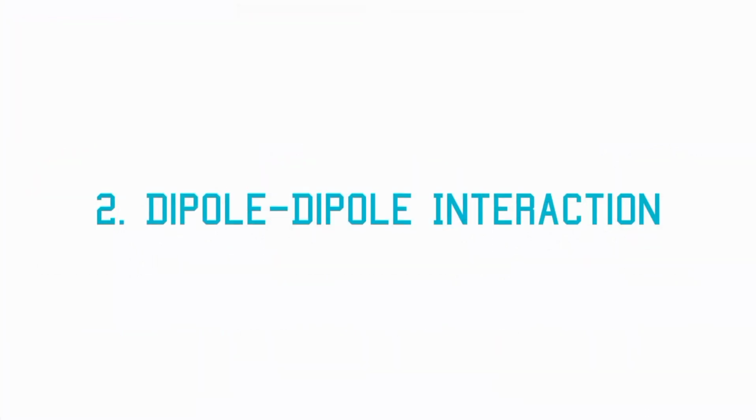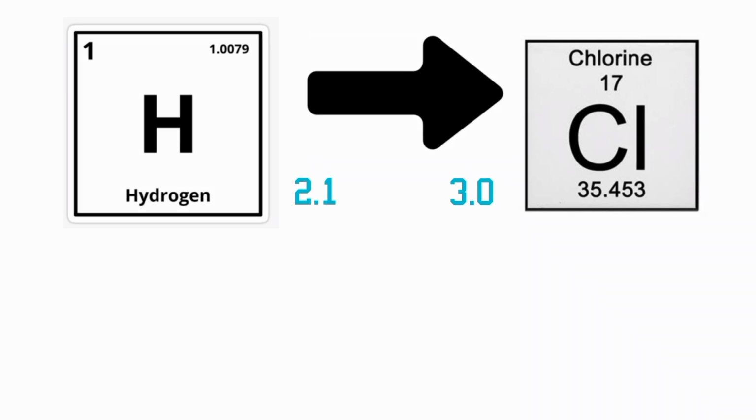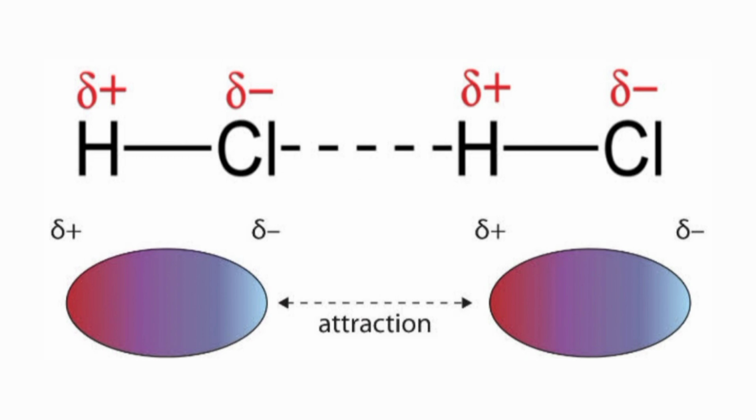Second is the dipole-dipole interaction, which occurs between two polar substances. Taking hydrogen chloride as an example, because of the uneven distribution of electrons, with hydrogen's electronegativity of 2.1 and chlorine's 3.0, hydrogen becomes slightly positive and chlorine slightly negative. So if you were to combine it with another hydrogen chloride, there would be an attraction between the delta negative chlorine and the delta positive hydrogen of the other.